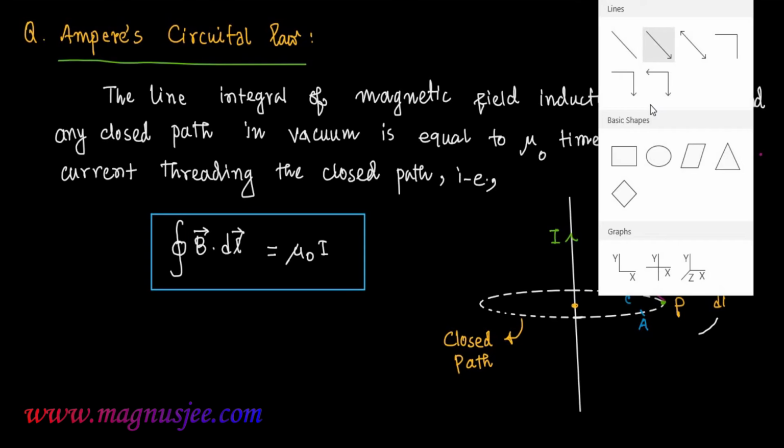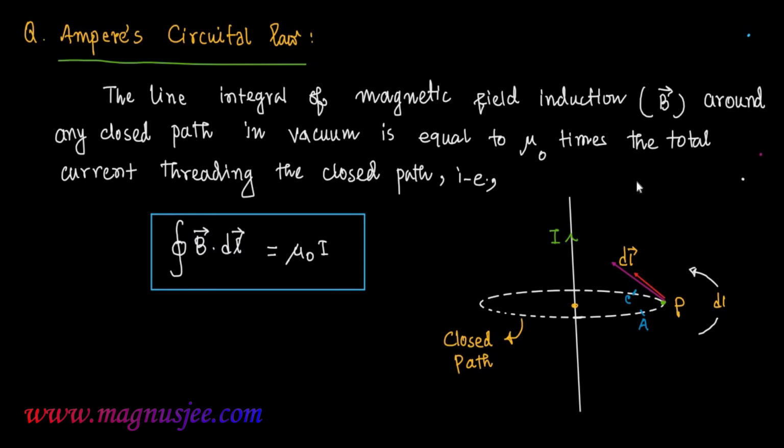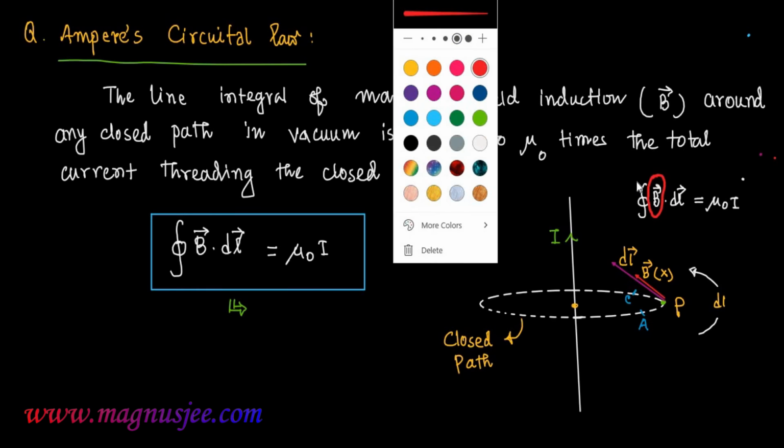Now the magnetic field induction at the point P due to the current I is vector B, and that magnetic field vector B acts inwards at the point P. That's why it is denoted by a cross in brackets. The closed integration of vector B dot dl is equal to mu 0 times the current I. So this is Ampere Circuital Law.